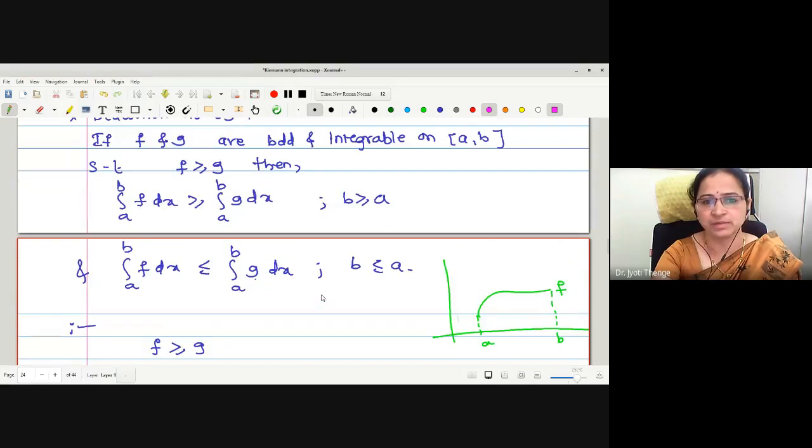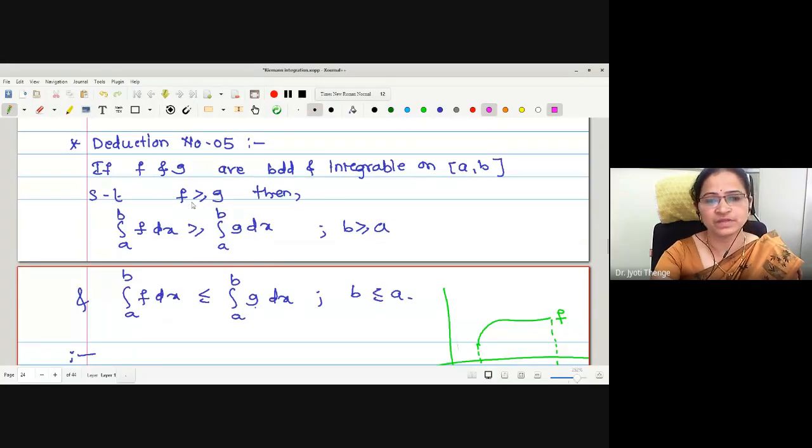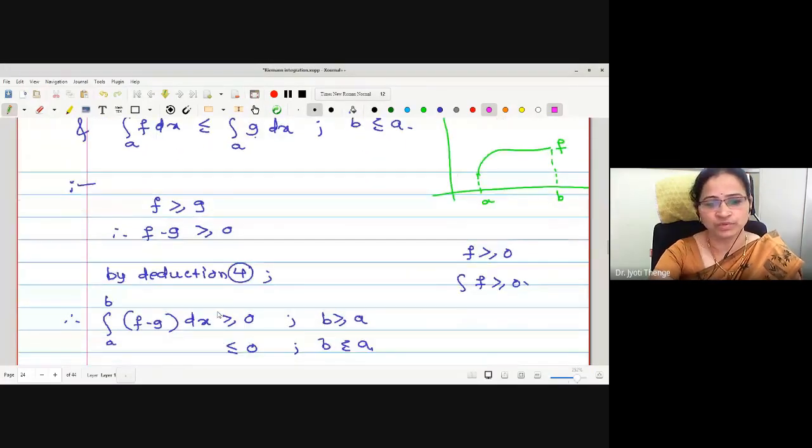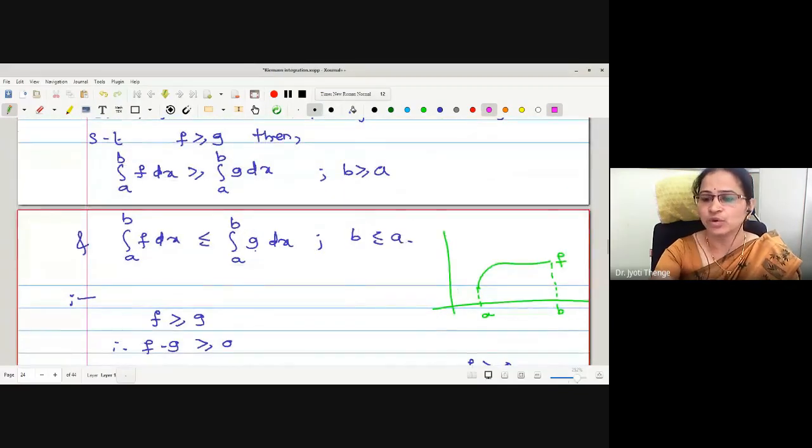Okay, let me repeat. We have seen in deduction number 5 that if the two functions f and g are bounded and integrable, provided f is greater than or equal to g, then the integration of f is greater than or equal to the integration of g for b greater than or equal to a. No doubt we have proved the result with mathematical steps, but let me explain it by the sketch itself. If I draw this as a function here, where will be the location of the function g, provided f is greater than or equal to g?